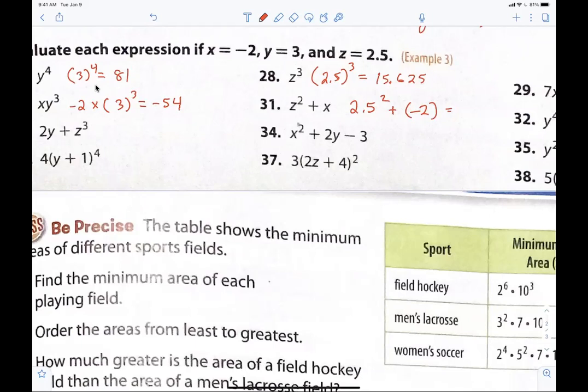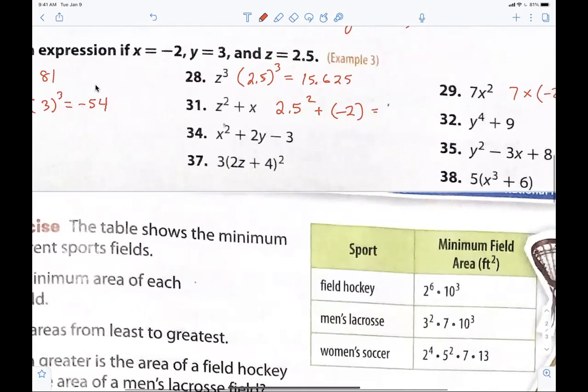2.5 squared. What is 2.5 squared? Says 9.5. No, clear it out. Start over. He did the whole thing. Shh, shh, he's still wrong. Oh, I didn't clear my answer. I didn't clear this. Oh, 6.25 minus 2 is 4.25. Thank you. That was quick.